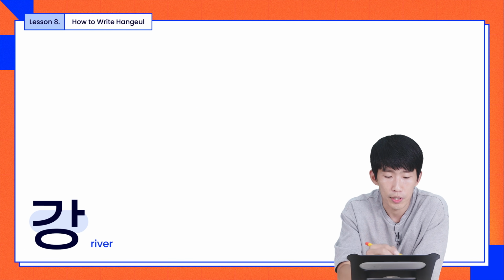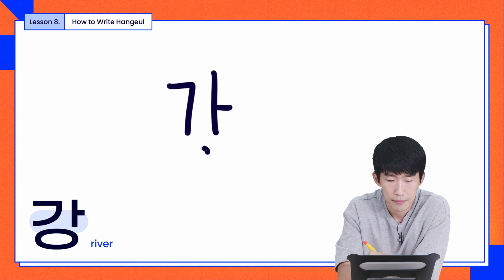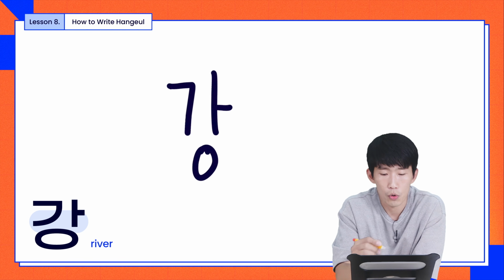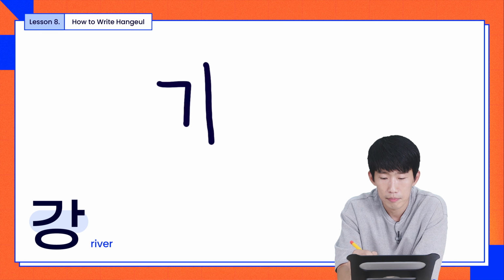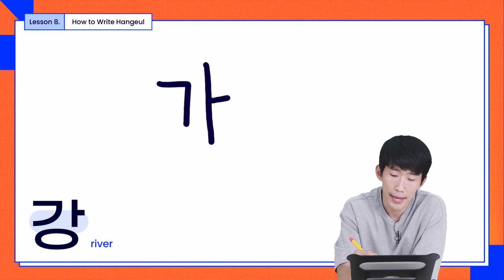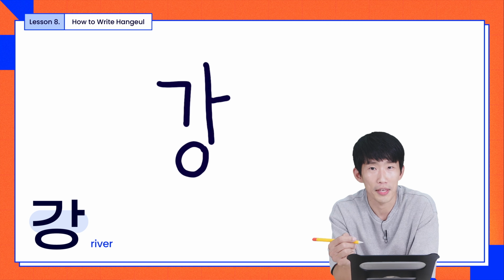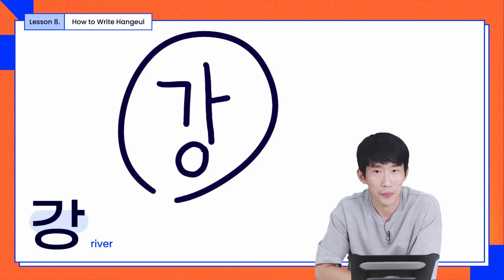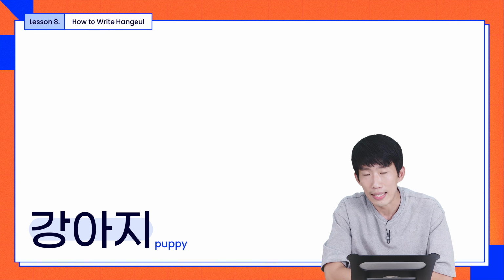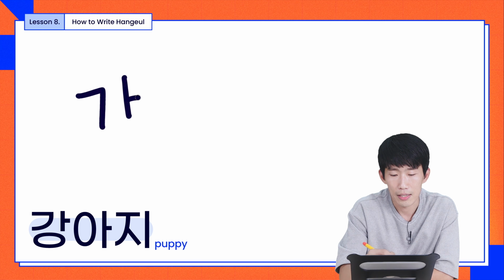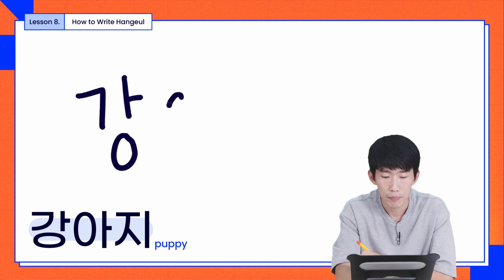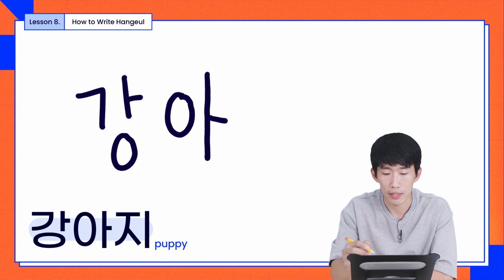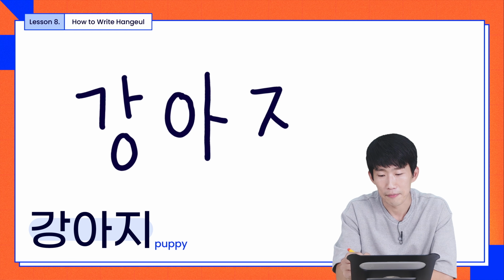So let's write this word. 강. 강 is a river, so you write 기역 first, 가, and then top to bottom, and left to right, and the last one is at the very bottom, so you draw 이응, and that's a river in Korean. And a word that starts with 강 is also 강아지, a puppy. 강, we just looked at how to write that. Let's write 아. You draw 이응 first, and then you write 아. Top to bottom, left to right. 강아, and then 지. Okay?